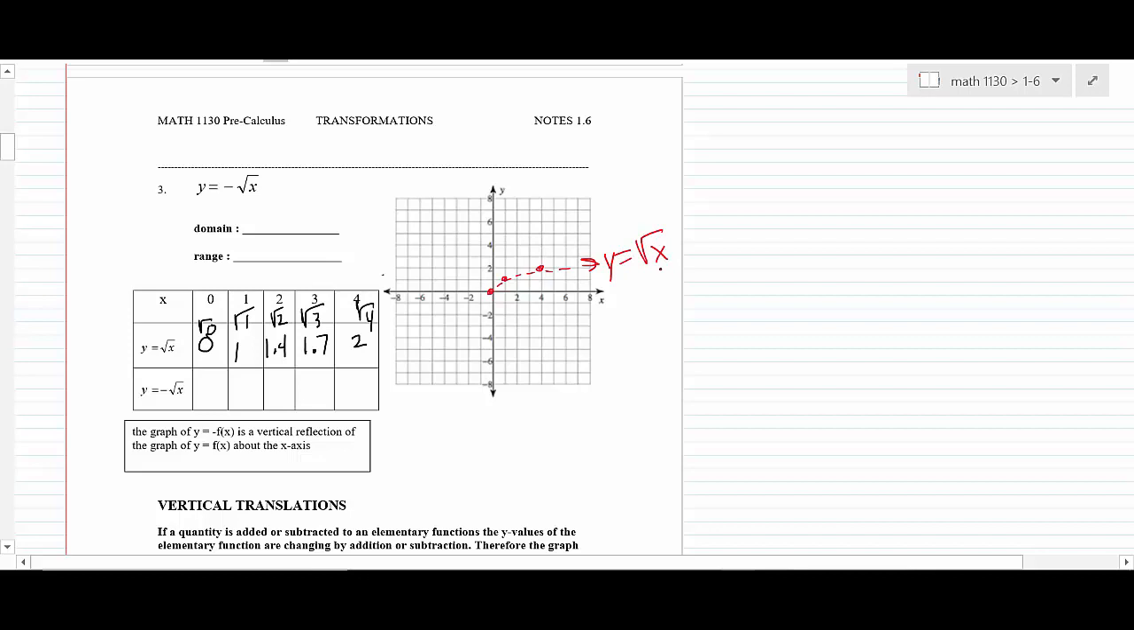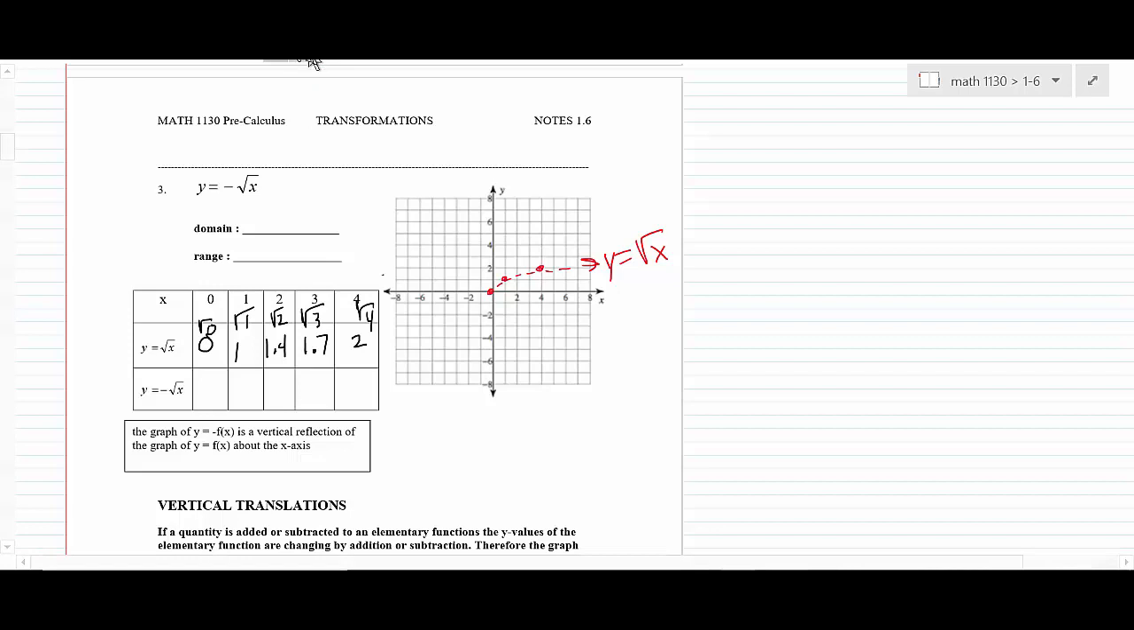What's the domain of that function? 0 to infinity. Does the 0 include? Yes, because you can do square root of 0. Okay, what's the range of that function we drew? 0 to infinity. So the lowest y is 0, but then it gets higher forever like that.